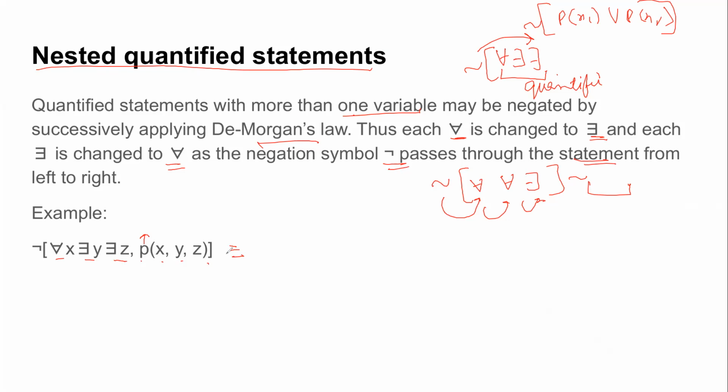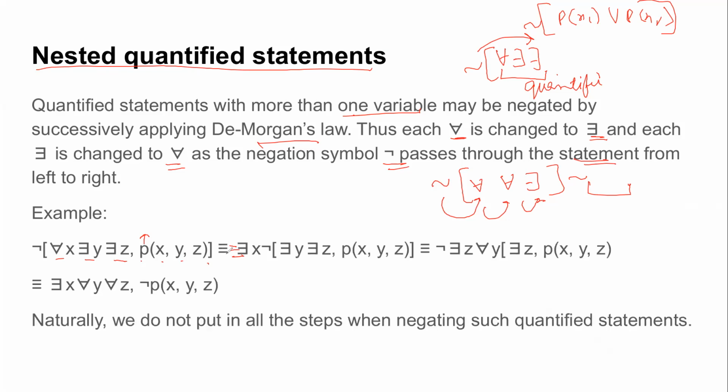Others also please try. Very simple. You just have to pass on the negation symbol to the inside from left to right, and whenever it encounters a quantifier, you have to just flip it. Okay, great. Exactly, that's the answer. When not goes inside, it flips for all to there exists. Then it moves to there exists, it flips it to for all. Then it again moves to there exists, it flips it to for all. And then finally, this negation is pushed onto the proposition.